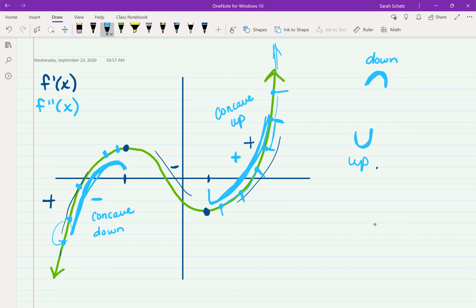And that's where you get that concave up, that bowl shape. The bowl shape is what we want. If you want your function or whatever you're modeling to be going up and you want it to continue going up, you're looking for a concave up area where both the first derivative and the second derivative are positive.